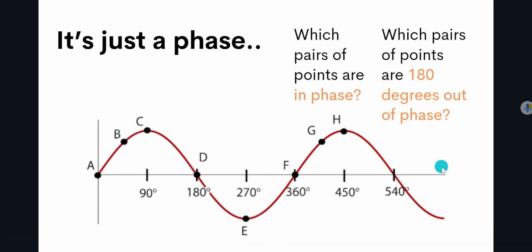Now, what I'd like you to do is practice this process. I'll tell you there's 2 questions on this board right now, and we have a wave that has several points indicated. Which pairs of points are in phase? I'll tell you there's 3 pairs of points that are in phase. And why don't we pause the video?